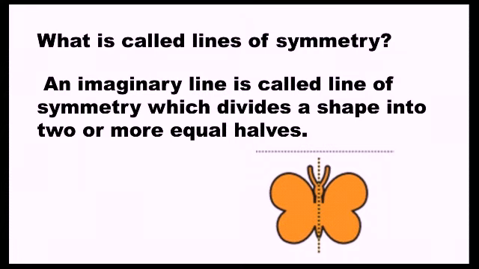See, I have given one example. This is the shape of a beautiful butterfly. So see, the line which is given in the middle portion, that dotted line divides the shape into two equal halves. Both the sides are equal, so it's a line of symmetry.